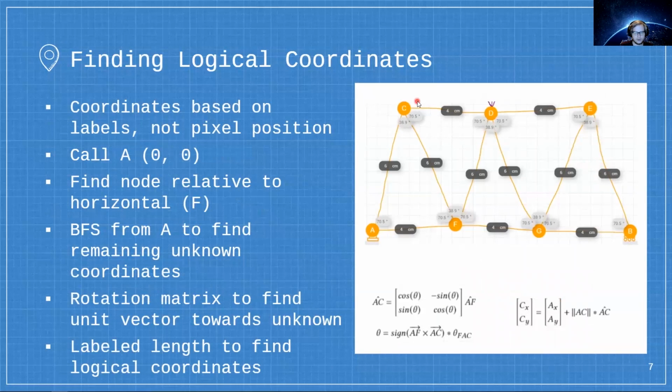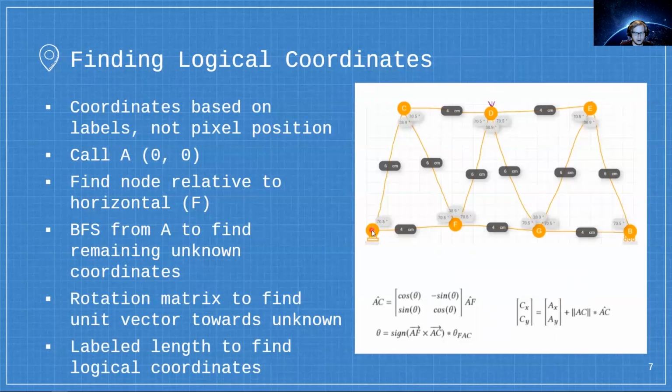So after the truss is recognized, we find the logical coordinates of the truss. The logical coordinates are what we refer to as the actual position that the student intended based on their labels and not based on what they drew, because it's very unlikely that anyone would draw perfectly to scale of what they wanted. So we start by looking at node A, we call that point 0, 0.